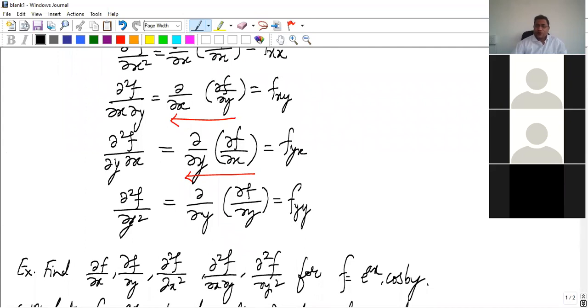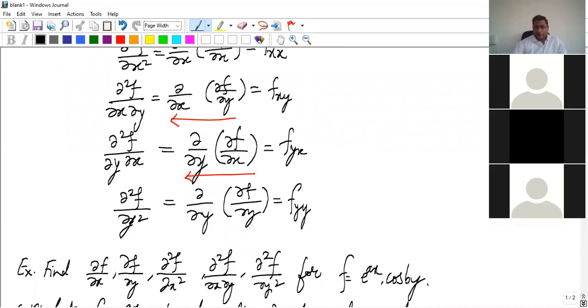So here the order is going to be different. We have to consider the order, and that's why we have these two different notations, not the same. When we go for more variables, you'll find it in a different way. This is just the two variable case that we have defined.